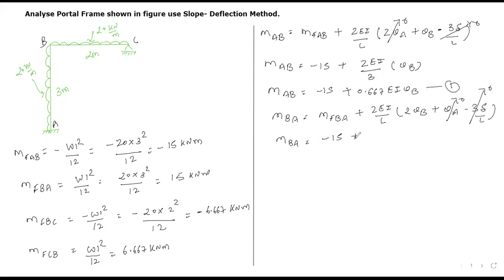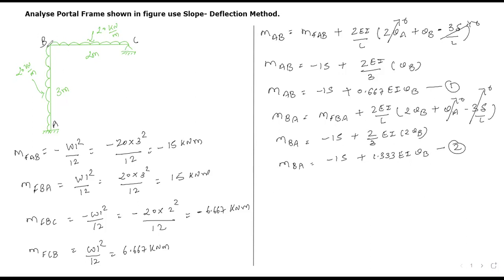-15. 2 by 3, L is equal to 3. That means 0.67 multiplied by 2. 2 by 3 EI into twice theta B, so 4 by 3, that is 1.33. So we will get MBA equals -15 plus 1.333 EI theta B. This is your equation number 2. I hope it is clear to all of you. Itna clear hai?